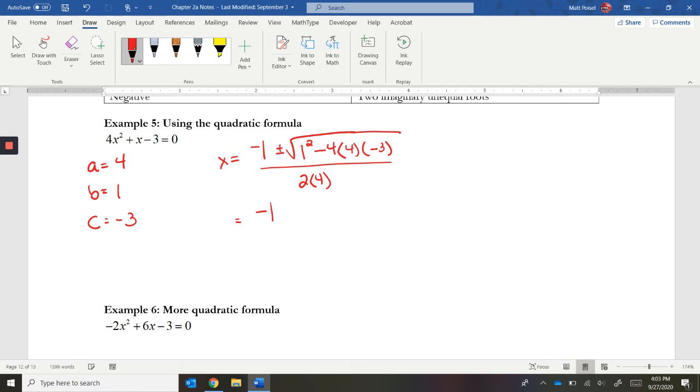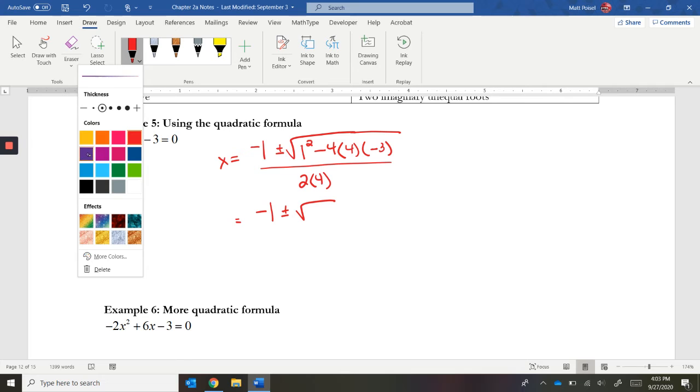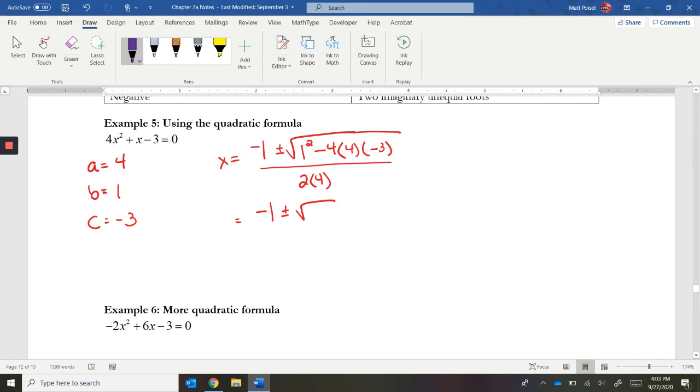Okay, we need to work to simplify. Negative 1 plus or minus the square root. Now, I would like you to use your calculators, and here's exactly what I want you to type in: the stuff under the square root, exactly like that. Most of you have that squared button, so 1 squared minus 4 times negative 3. I want you to type it in exactly like that. That whole part under the square root, type it all in on your calculator.